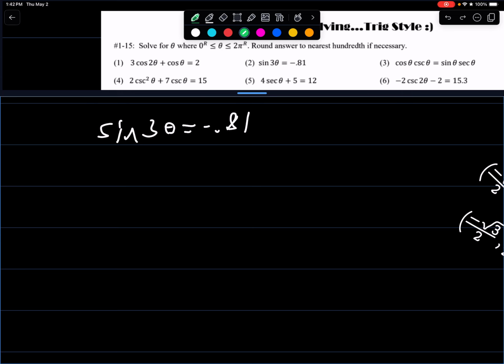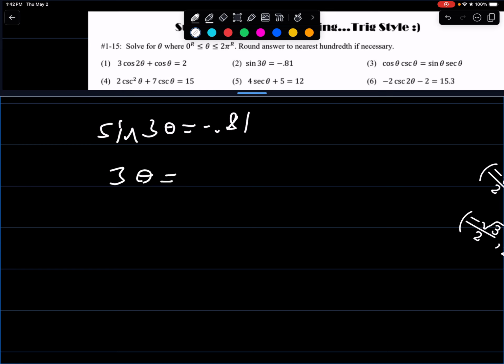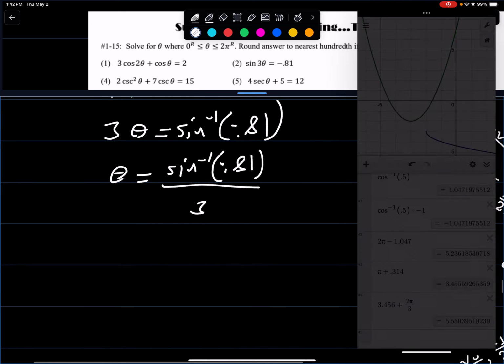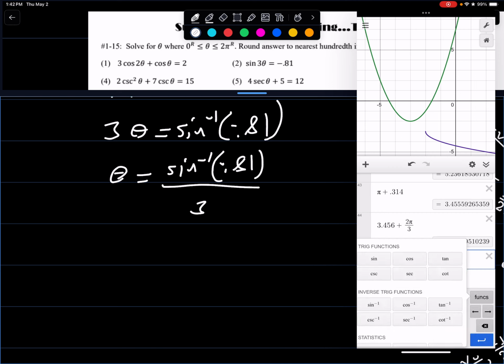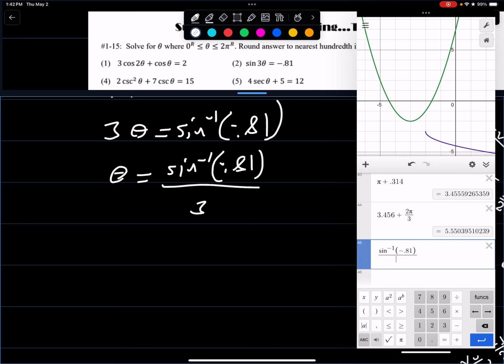So I think you don't have any issues with the sine inverse stuff. You know, we take sine inverse of both sides, and we end up with 3 theta equals sine inverse negative 0.81. And then whatever that is, we divide it by 3. So let's go ahead and do that. So sine inverse negative 0.81 divided by 3. Now, if we actually plug this into a calculator, see, I've already done a bunch of these, but sine inverse right here, negative 0.81 divided by 3.